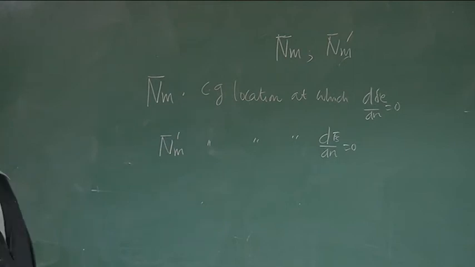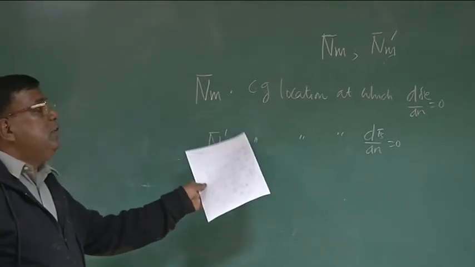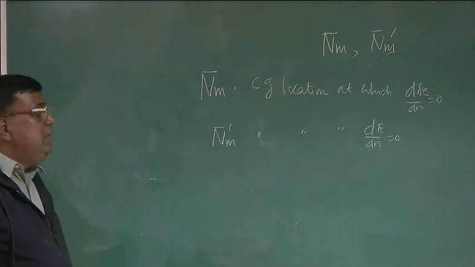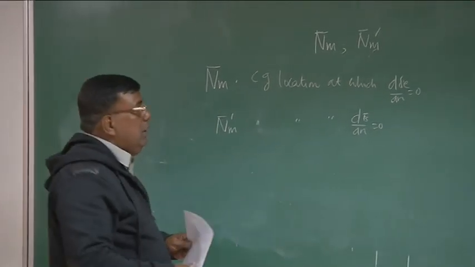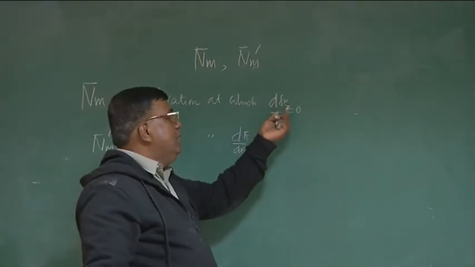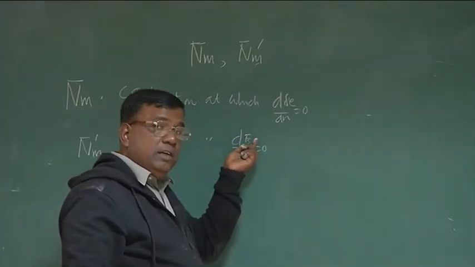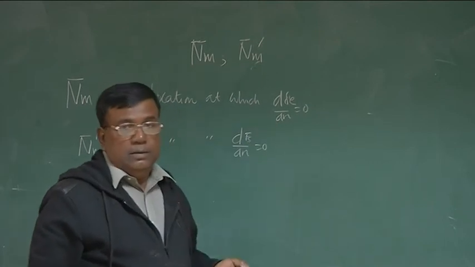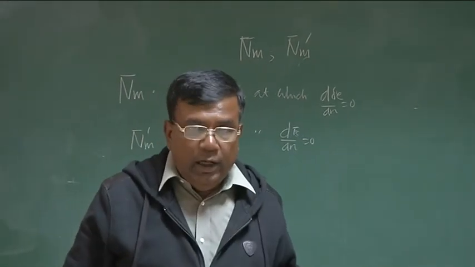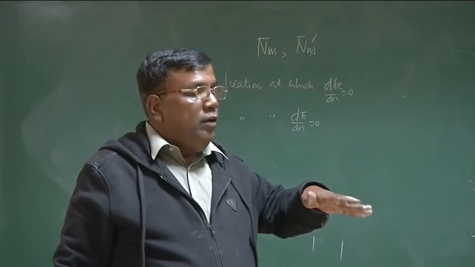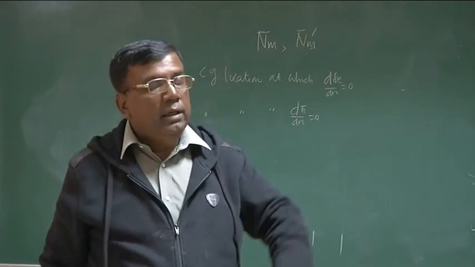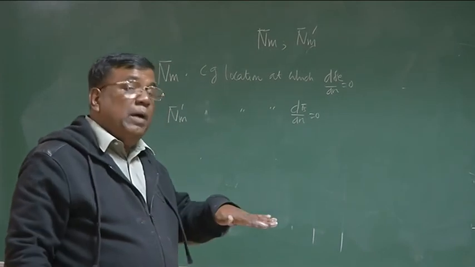We have to conduct an experiment to find out the CG location at which d delta E by dn is 0 and at which dFs by dn is 0. We know very well now. I can measure elevator deflection. I can measure stick force through strain gauge. What about load factor? In the theory class we have seen a maneuvering flight in terms of pull-up and also in terms of bank and turn. Right? We will not go for a pull-up, we will go for a bank and turn.